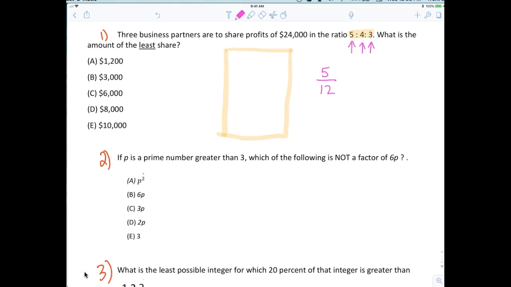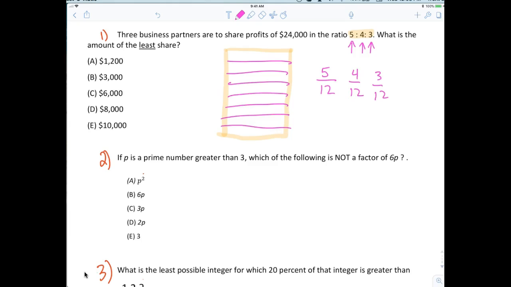No, 5 out of what? 12. The second person gets what? 4 out of 12. And the third person gets what? 3 out of 12. All right? So what I was going to try to tell you is this is the whole, and then you have to divide it up into the number of pieces.